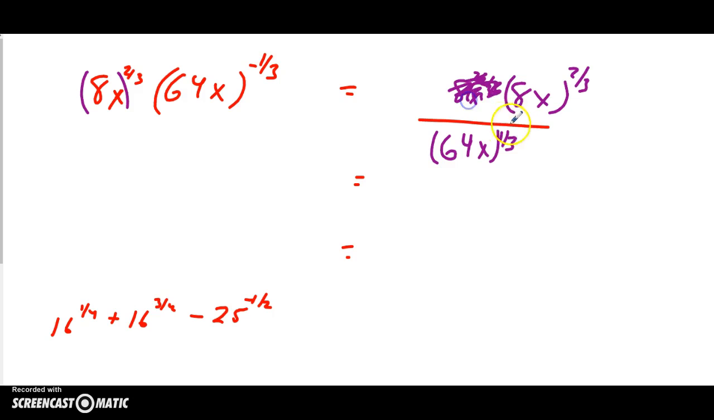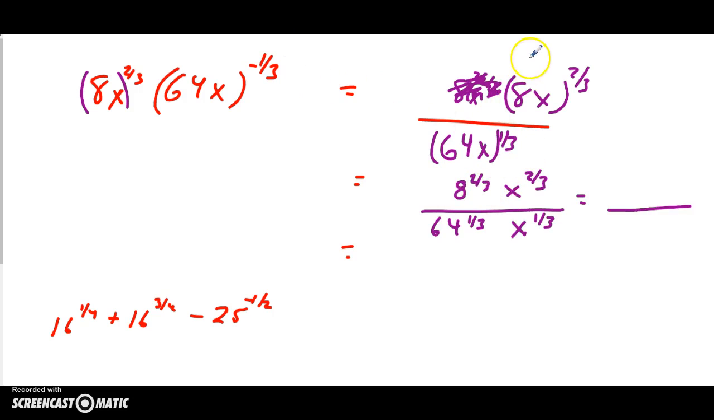How do you deal with that with a variable of an x? You just throw it on top. We're fine with that for a second. Right away, I want to take this 2/3 and apply it to both the 8 and the x, and I want the 1/3 to apply to both the 64 and the x. So that's 8 to the 2/3, x to the 2/3, 64 to the 1/3, x to the 1/3. I want the third root of 8 and square it. The third root of 8 is 2, because 2 times 2 times 2 is 8, and then I square that to get 4.